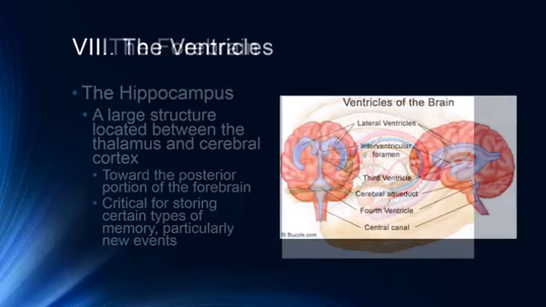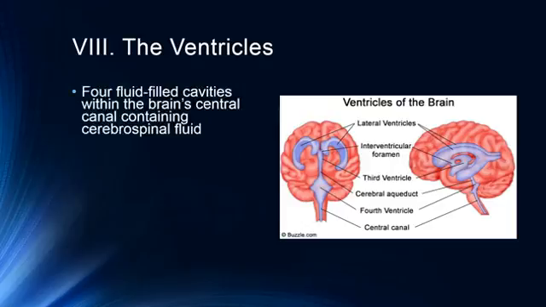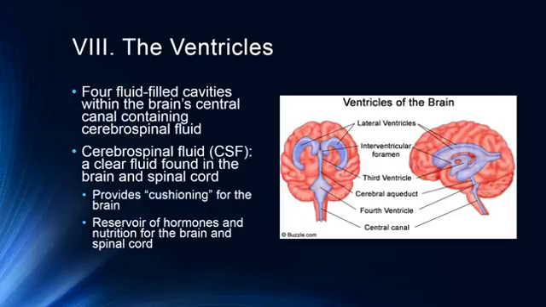The last two things to talk about in terms of general introduction to these brain structures are the ventricles. These are the 4 fluid-filled cavities within the brain, a central canal containing cerebrospinal fluid, which is a clear liquid found in the brain and spinal cord. It provides cushioning for the brain, as well as reservoirs of hormones and nutrition for the brain and spinal cord. So it serves some incredibly important functions.